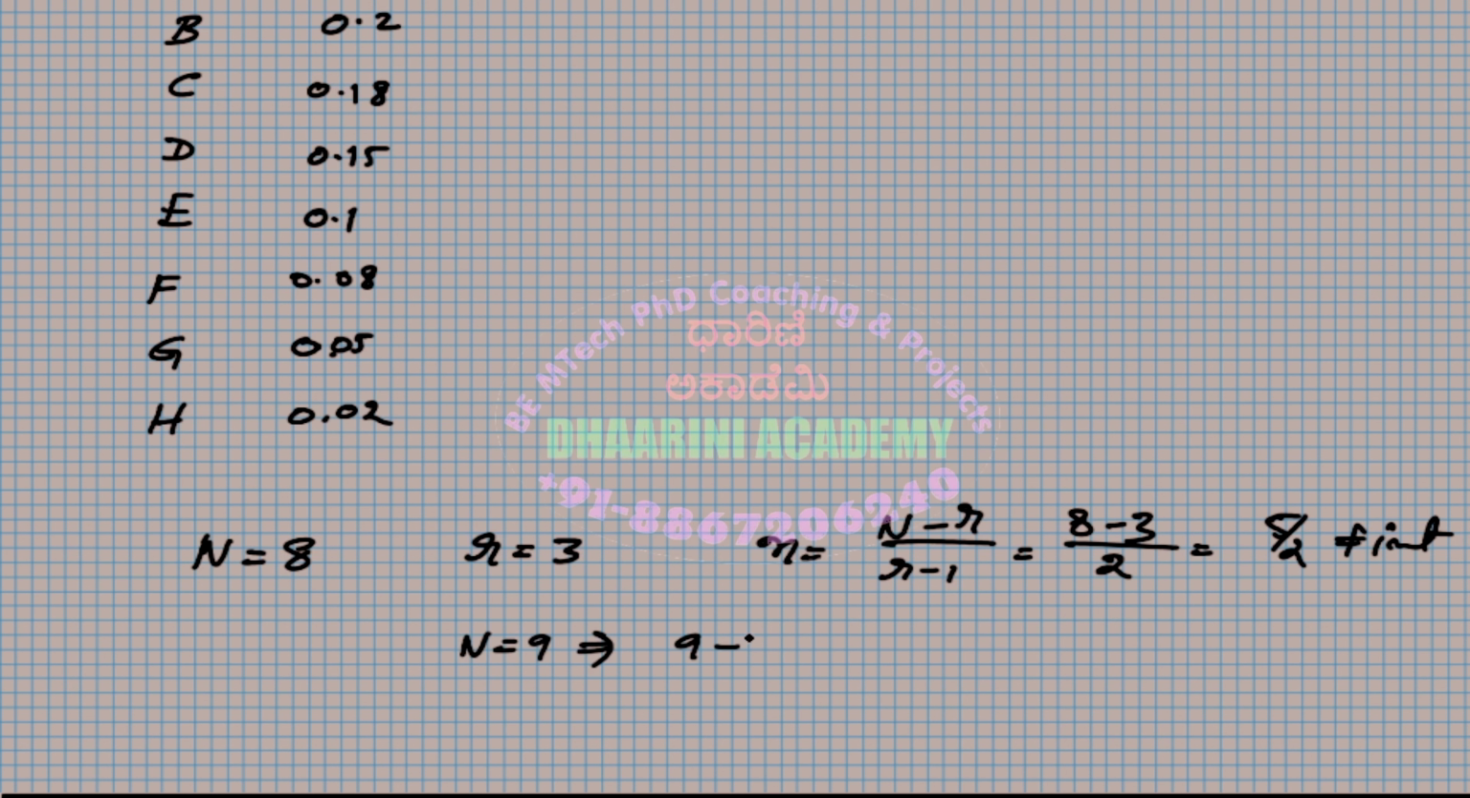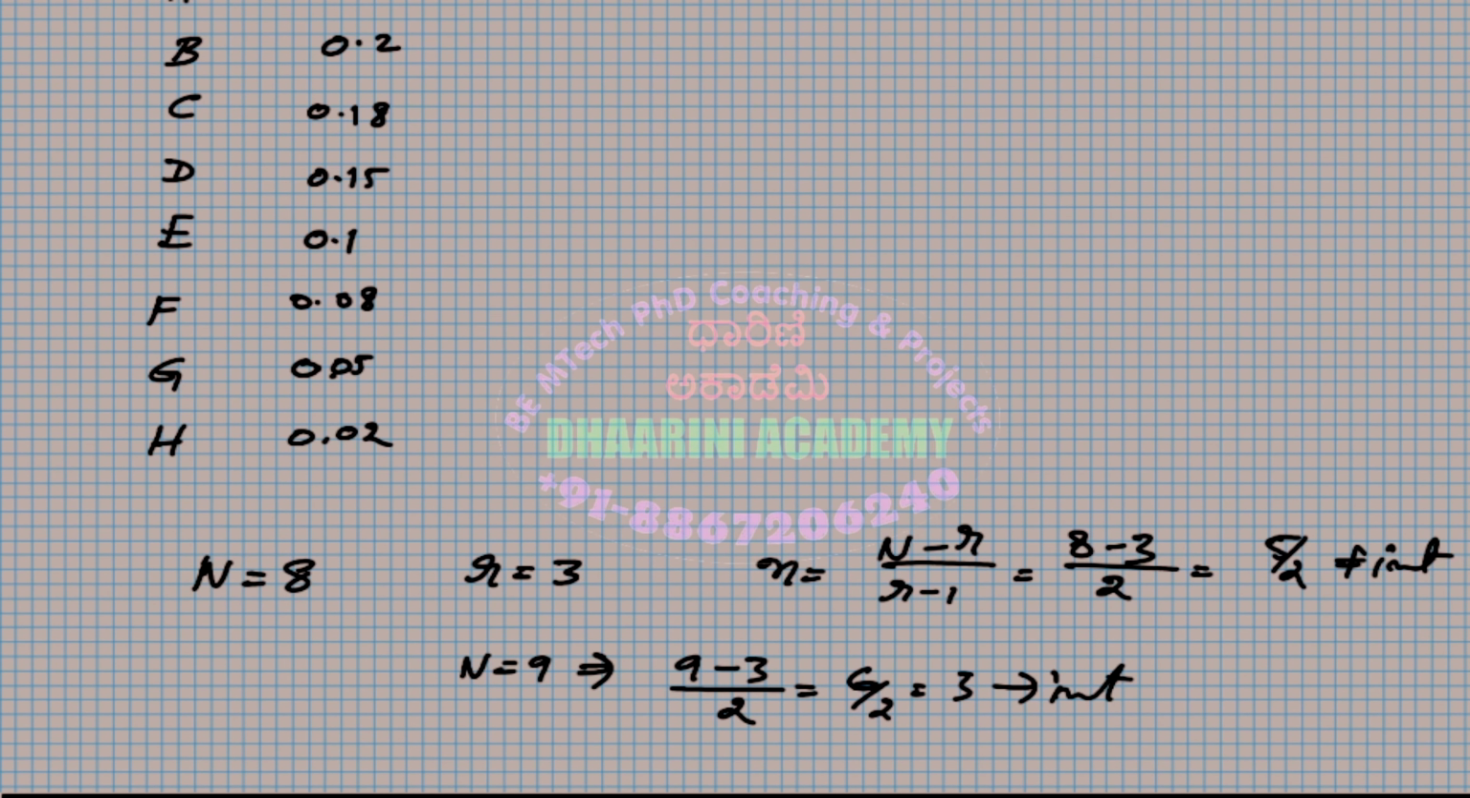So this is (9 minus 3) divided by 2. So 9 minus 3 is 6, 6 by 2, so that is equal to 3. So this is an integer. That means I need 9 symbols in this particular problem. Okay, so you cannot do with 8, you have to go with 9.